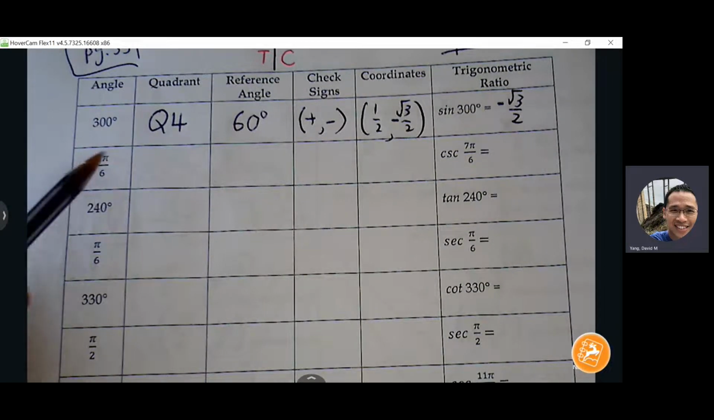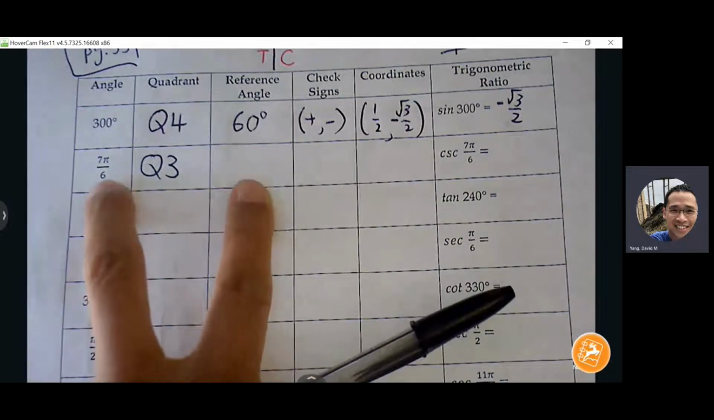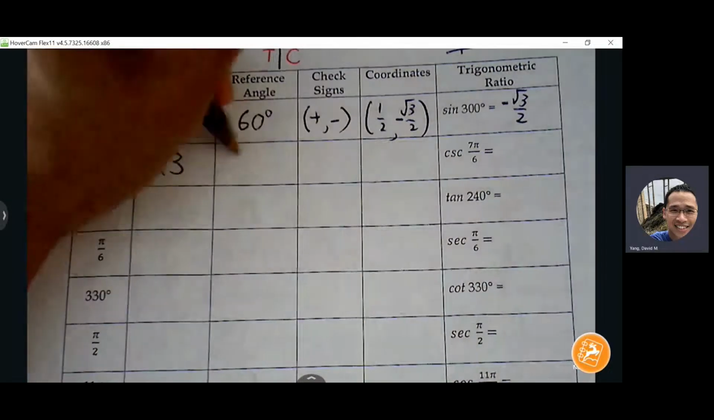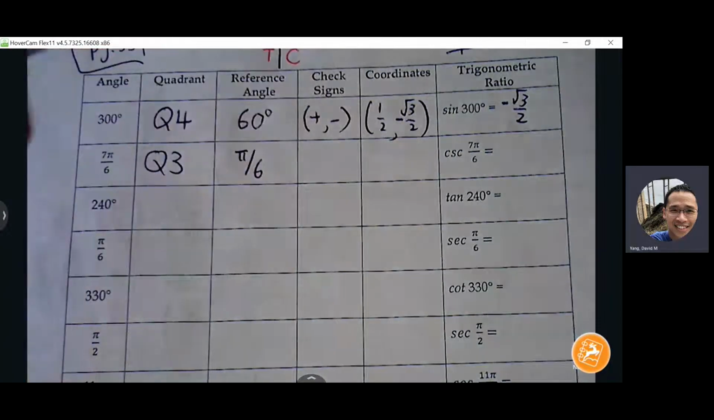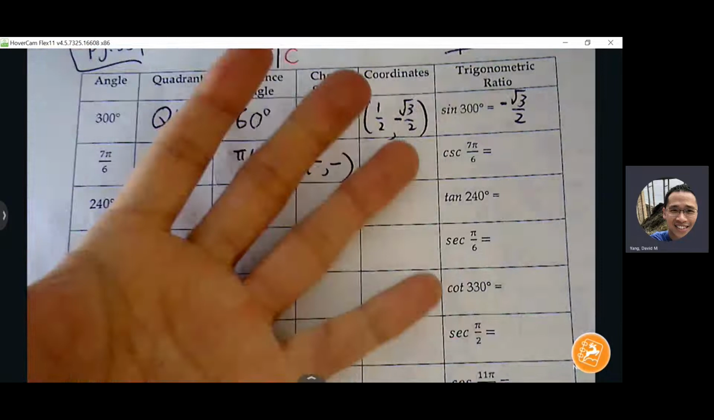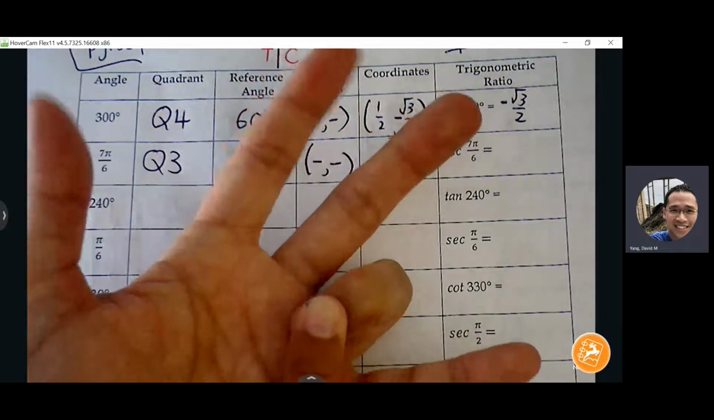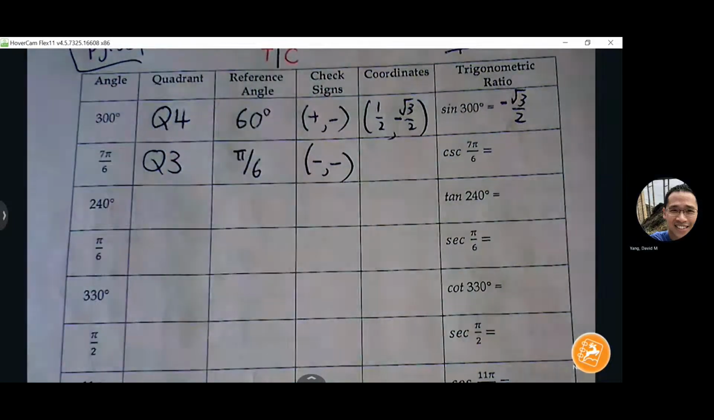7 pi over 6. Which quadrant are we in here? 7/6 is greater than 1, so we know we're in the third quadrant. This is nice and easy. What's the reference angle? Pi over 6, which is the same thing as 30 degrees. Quadrant 3, my ordered pair is negative, negative. Finger method, pi over 6, that's my 30 degree. Hold this down, square root of 3 over 2, and 1/2.